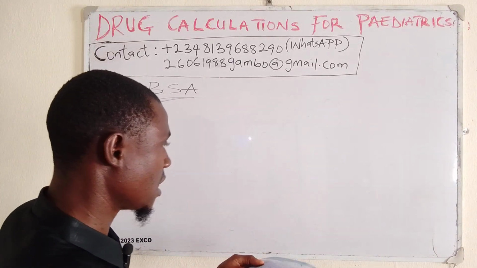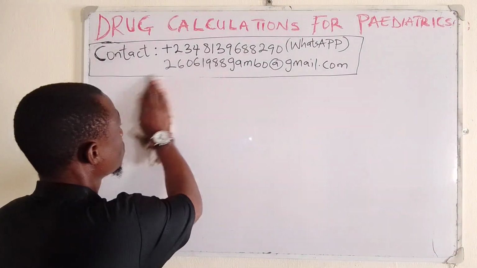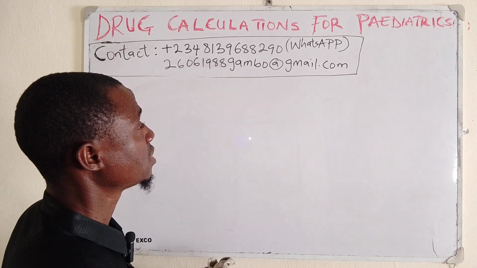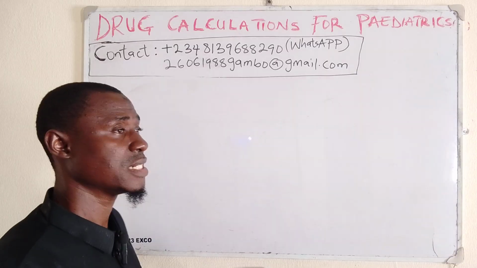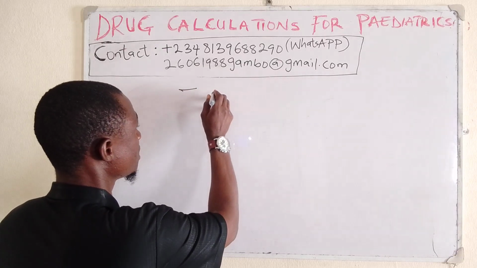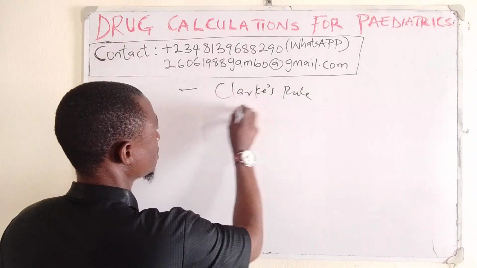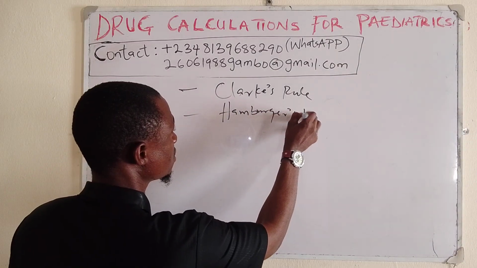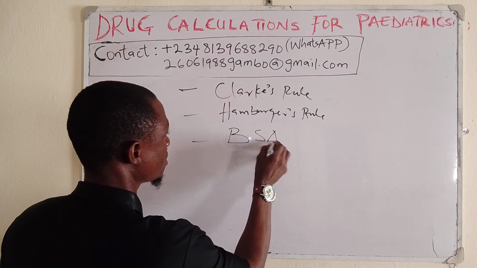If you can remember, in our last lecture, we calculated how to solve or calculate drug dose using the weight-based rules. And I said for the weight-based rules, we have three rules or formulas. Now, the first formula we made mention of was the Clark's rule. Then we also made mention of the hamburger's rule. So today we're going to calculate using the body surface area.